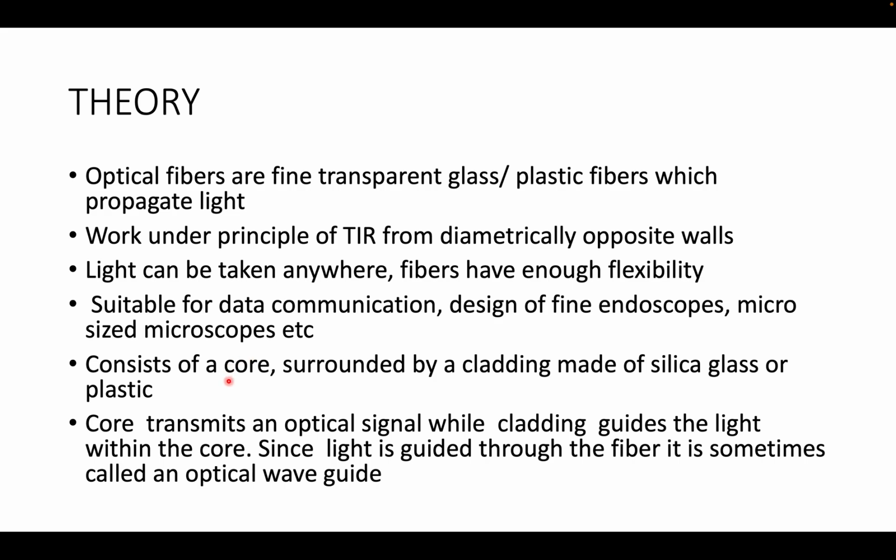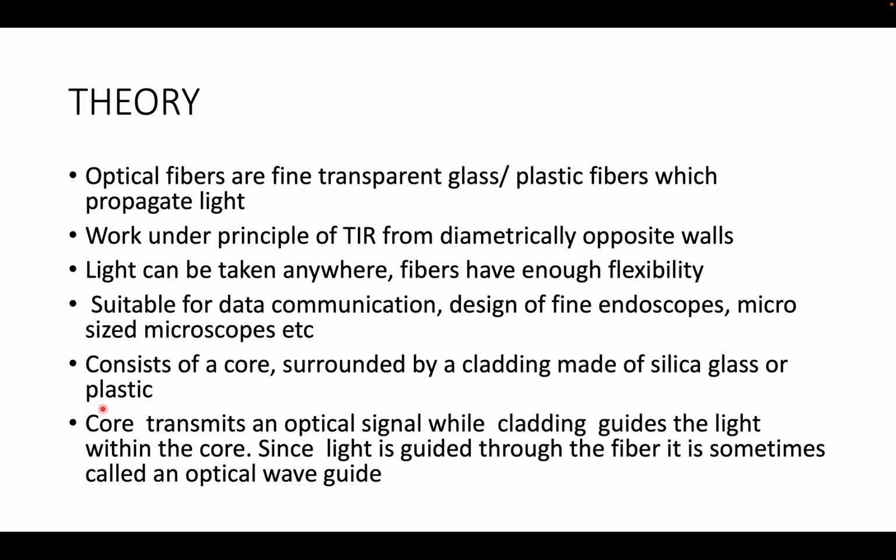So what is the composition of this optical fiber? In the middle there is a core which has a very high value of refractive index. Then that core is surrounded by a cladding. Obviously we want the TIR phenomenon. So the core is a denser medium. Cladding acts as a rarer medium. Cladding refractive index is always less than the core refractive index. It is made up of silica glass or plastic. So it can be a glass one, it can be a plastic one, any kind.